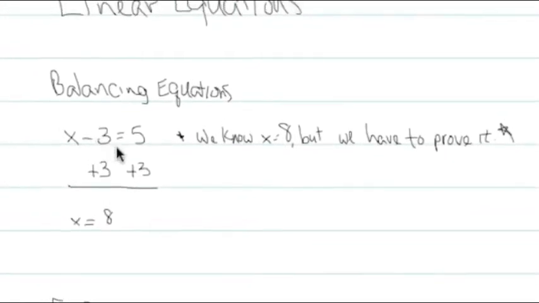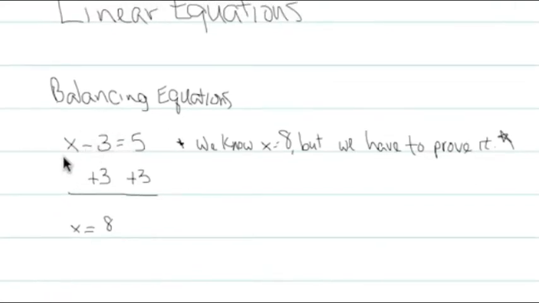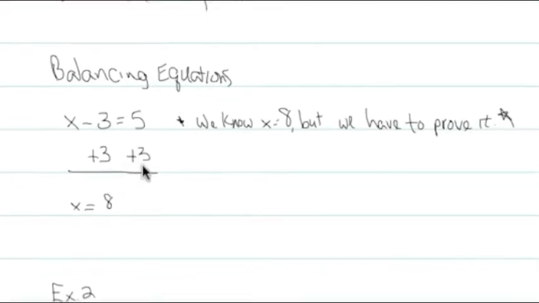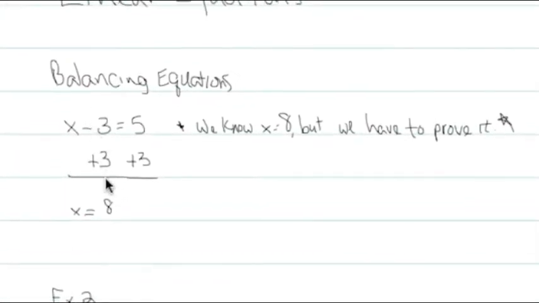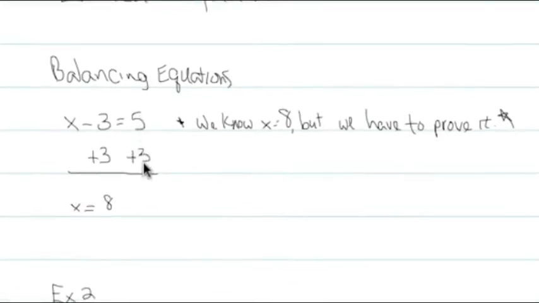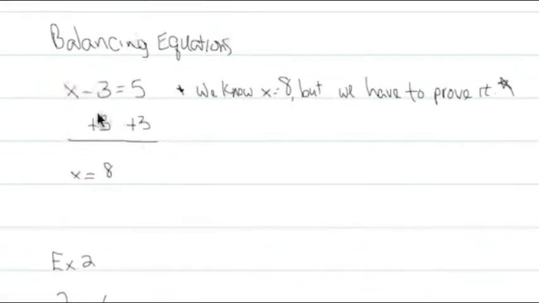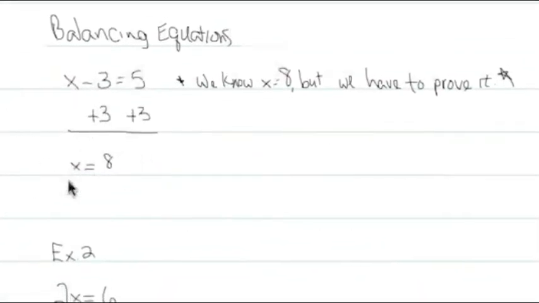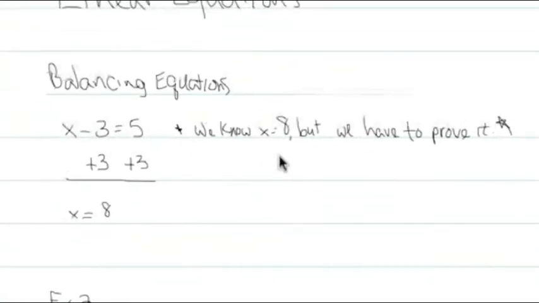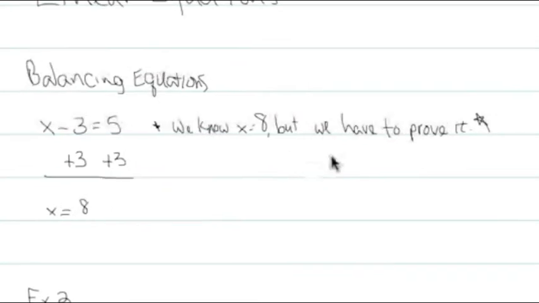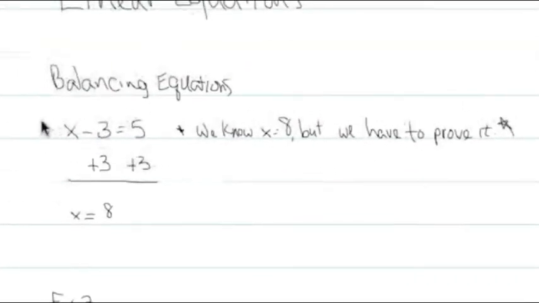Since we are subtracting 3, we want to get x alone, so we do the opposite. So we add 3 to both sides to keep it balanced. When you add 3, these 3's cancel out. 5 plus 3 is equal to 8. You're left with x, so x is equal to 8. So as we stated before, 8 minus 3 is 5. We know it was 8, but we had to prove it. So we balance the equation.